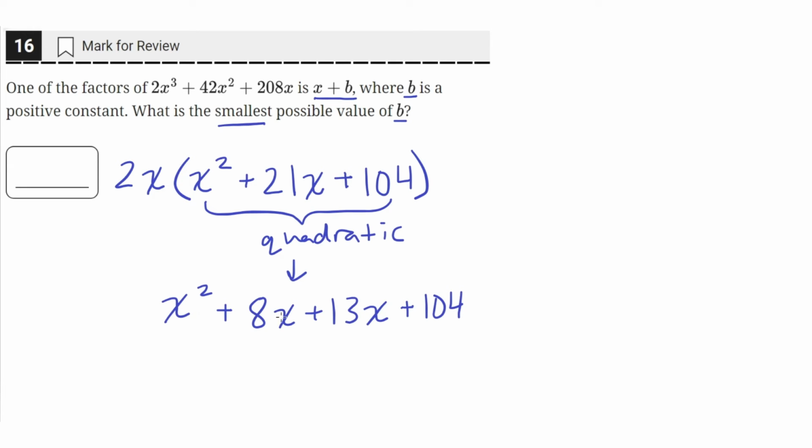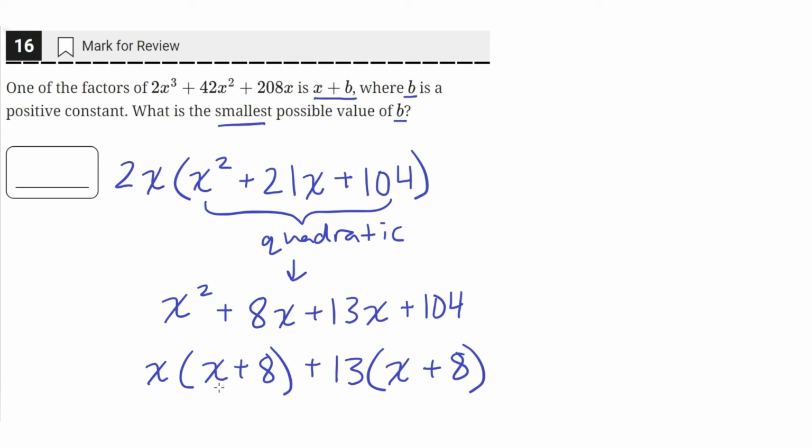When we factor out an x from these first two terms, we'll be left with x plus 8. And then we can factor out a 13 from these two terms. So when we factor out a 13, the first term is just x, and the second term will be an 8. Okay, now we see that this x plus 8 quantity is common to both of these terms. So we can factor this x plus 8 from both. So when we do that, let's go up here.